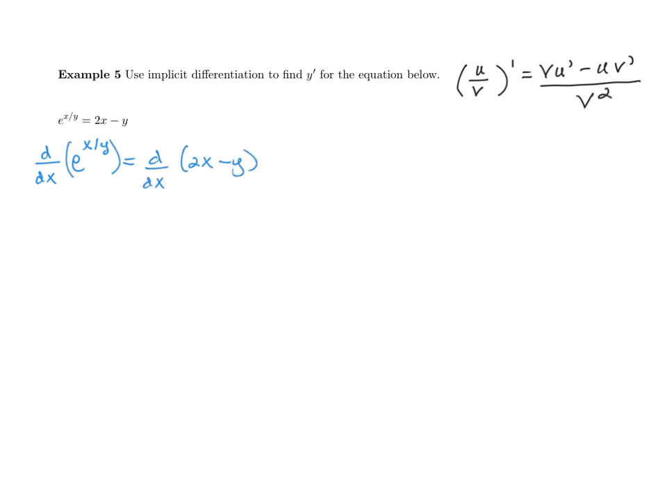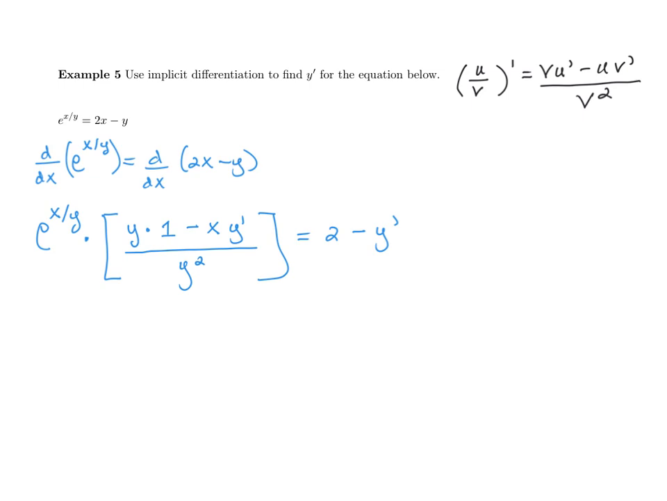So this thing. Okay, this side, that's not going to be so bad. It's going to be 2 minus y prime. But here, when you take the derivative of e to something, it is its own derivative, and so you get e to that thing. However, because it is a fraction, I have to multiply by the derivative of x over y, meaning I have to use this quotient rule, which says it's the bottom times the derivative of the top minus the top times the derivative of the bottom, all over the bottom, y squared. On the right, again, we get the derivative of 2x is 2, and the derivative of y is y prime.